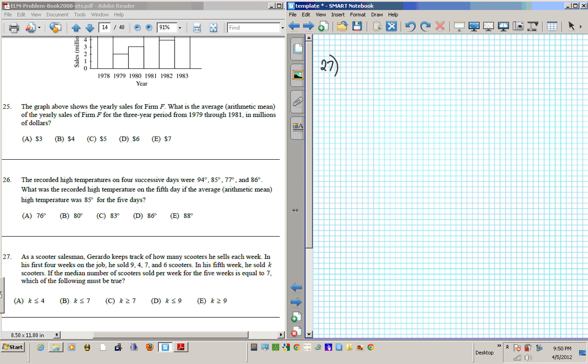27 says, as a scooter salesman, Gerardo keeps track of how many scooters he sells each week. In his first 4 weeks on the job, he sold 9, 4, 7, and 6 scooters. In his 5th week, he sold K scooters. If the median number of scooters sold per week for the 5 weeks is equal to 7, which of the following must be true? So what on earth is median again?